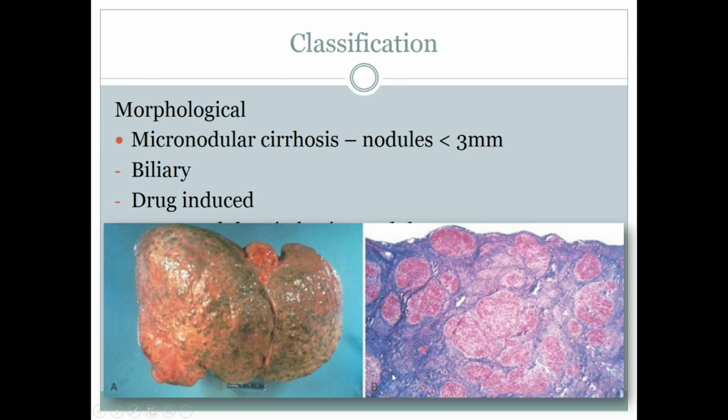Okay, now look at this picture. What stain is this? Blue. Masson's trichrome.